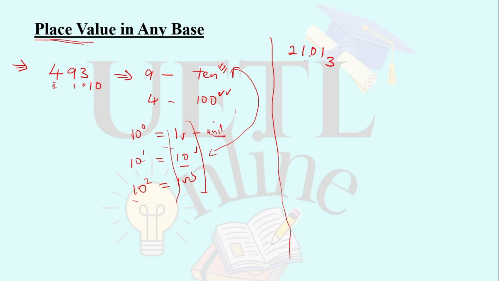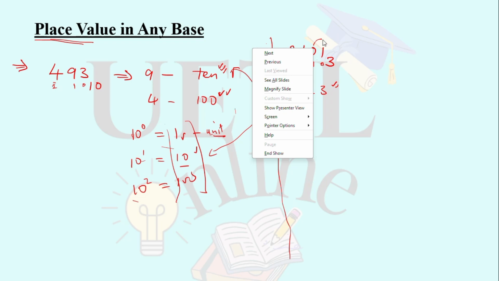Okay, let's say you have this one. You want to find the place value of this 0. What you do is you just count 0, 1, 2, 3. Then you take 3 to the power of this number. So 3 to the power 1 is going to be 3, meaning that the place value of 0 is 3.